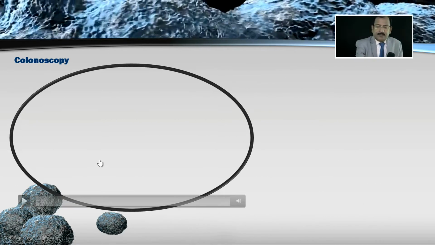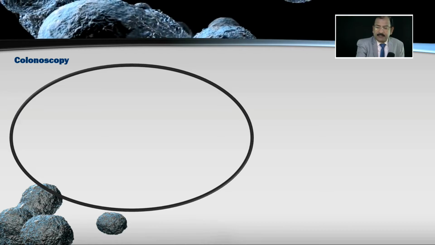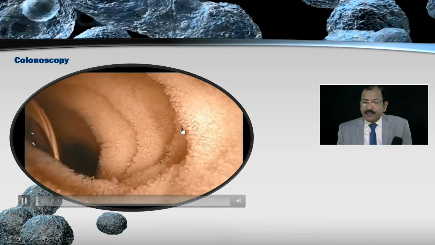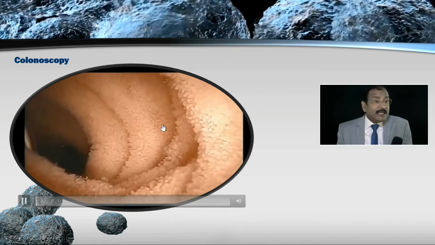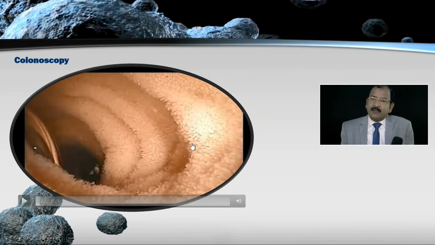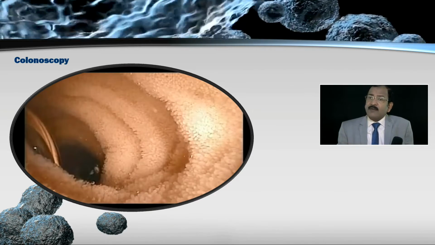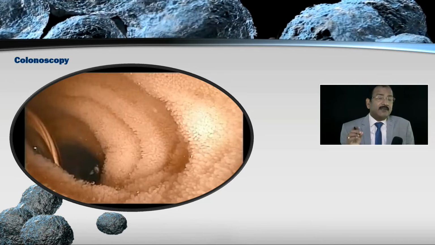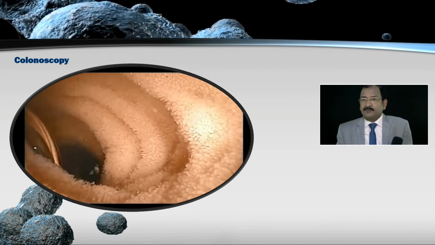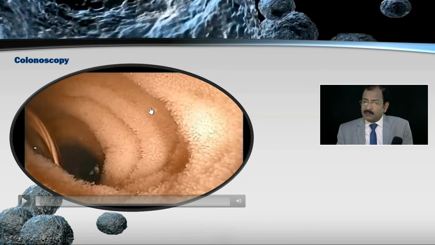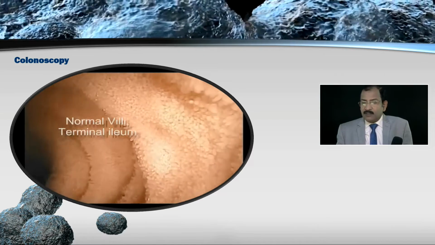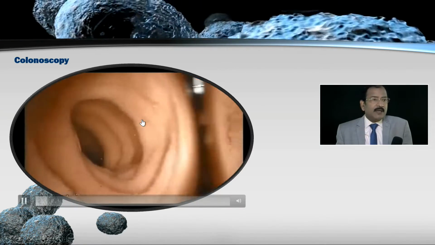Colonoscopy is a huge topic, but I will discuss some of the important points. This is a normal microvilli. This is the terminal ileum microvilli. I have read somewhere that if you calculate the surface area of the entire microvilli of our human intestine, you can wrap the earth with it. It is so huge, and this is just to increase the surface area of absorption. So this is the terminal ileum, where you have microvilli.